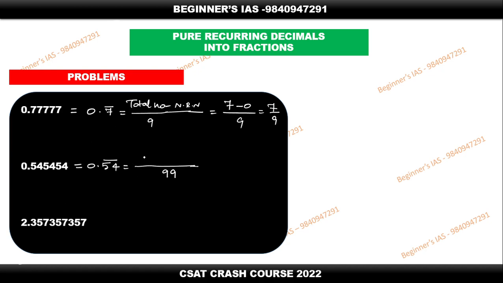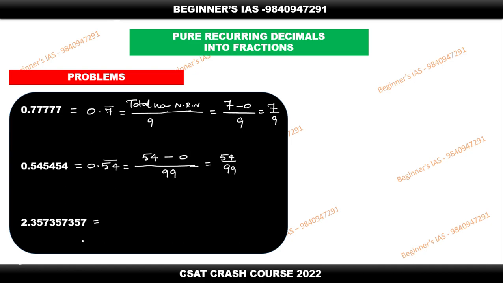Here in the numerator, just write the total number minus non-recurring. So this is nothing but 54 by 99. If you can simplify, yes, you can simplify to get the simplified answer.